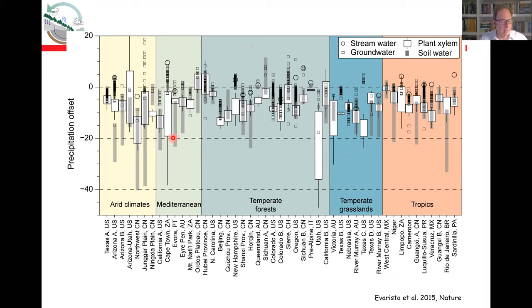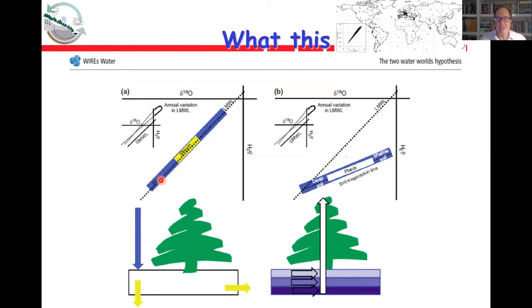So this idea of using tracers for where trees get their water, combining the two isotopes, the so-called dual isotope approach, has been very helpful to show things that we wouldn't otherwise have seen with the single isotope. And what I'm suggesting is this eco-hydrological separation, sometimes called the two water worlds hypothesis. Again, it's just a hypothesis. I fully expect that we'll reject this hypothesis in the years and decades to come.